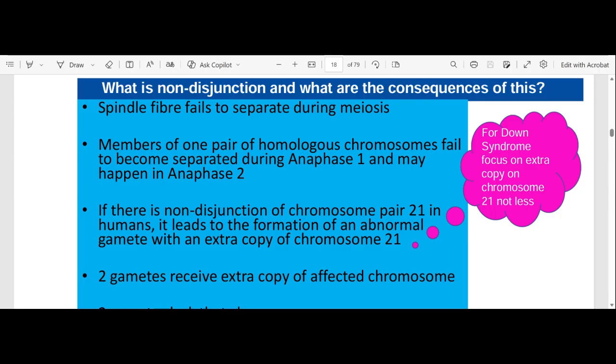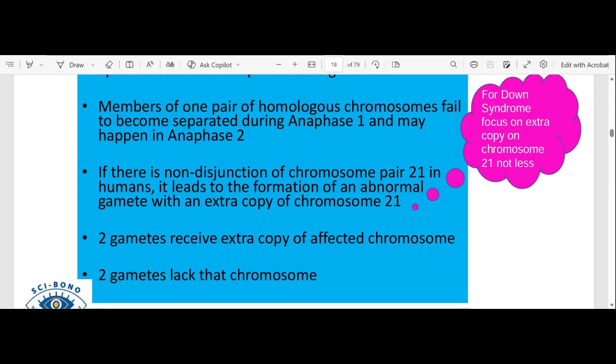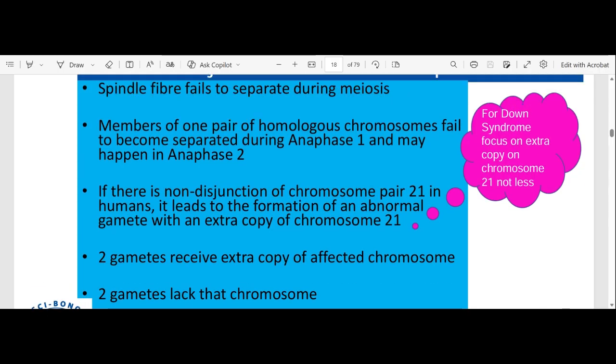Maybe they meant it fails to contract during meiosis, right? And the chromosomes, as a result of that, fail to separate. And if they fail to separate during anaphase 1 or anaphase 2, that results in Down syndrome. We'll get to that point, how it results in Down syndrome.